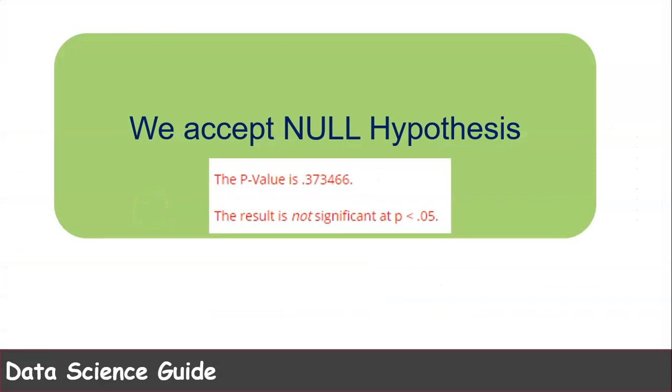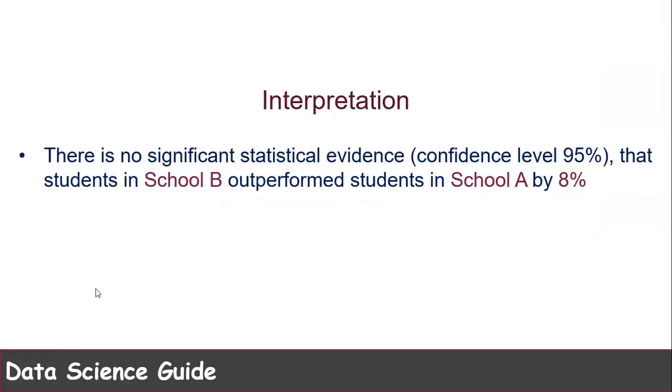You can use a p-value calculator to get the same results. The p-value we found from the online calculator is 0.373466, which is much bigger than 5%. So the result is not significant at p less than 5%. So the interpretation here is there is no significant statistical evidence at the confidence level 95% that students in school B outperform students in school A by 8%.